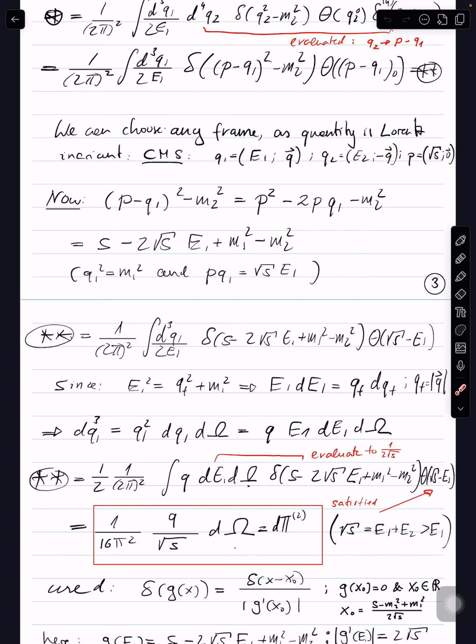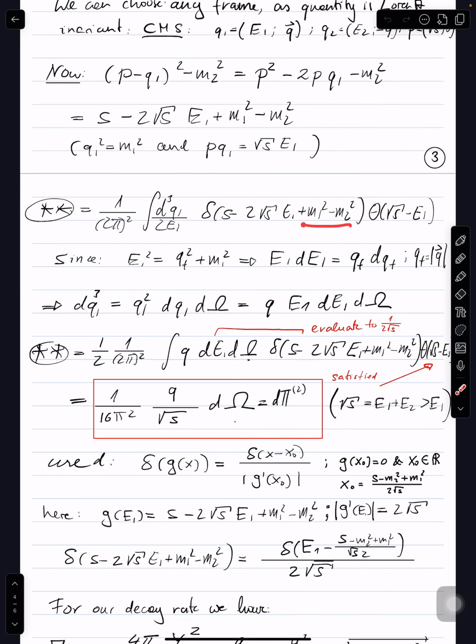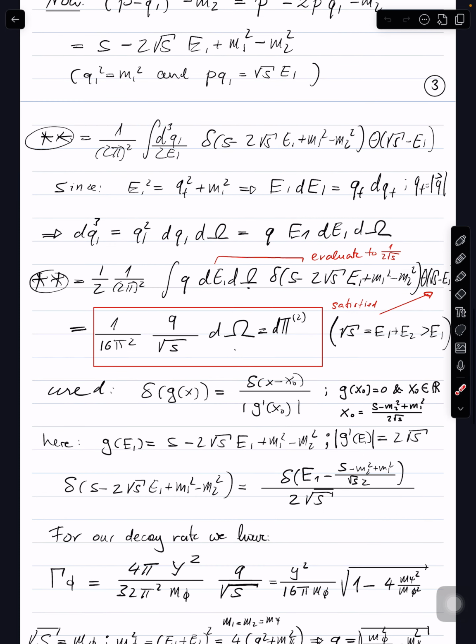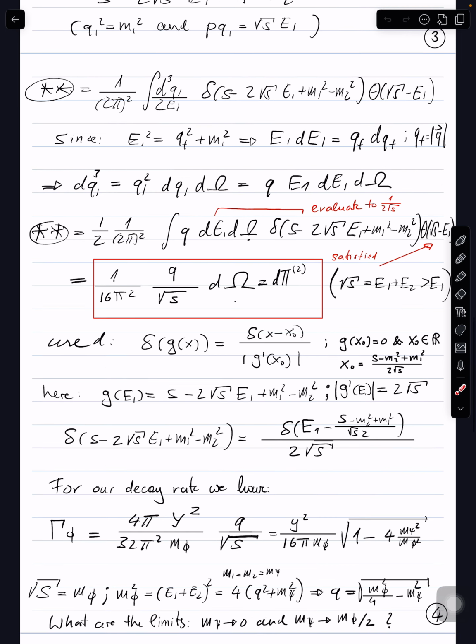And we can simplify our expression, P minus Q1 squared minus M squared. Going through the algebra, we get this expression here, S minus 2 square root of S E1 plus M1 squared minus M2 squared. Substituting the whole thing in here gets us this expression for the momentum product. And now we can also transform the measure, making use of these identities to see how the energy and momentum are related.